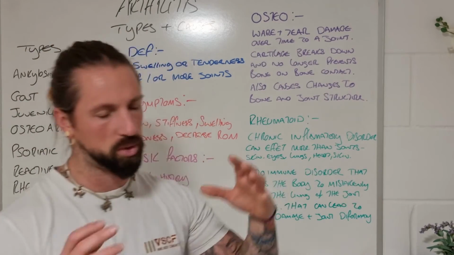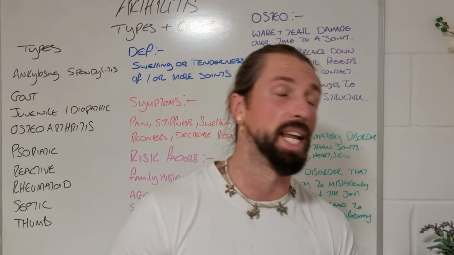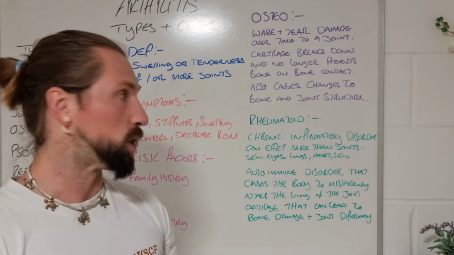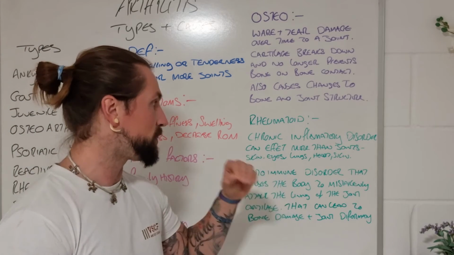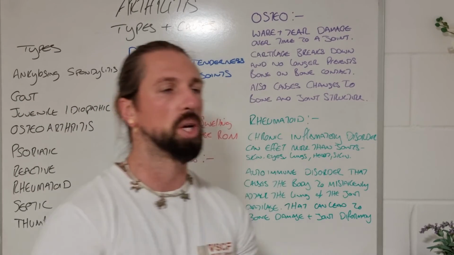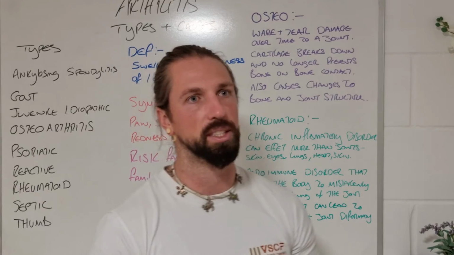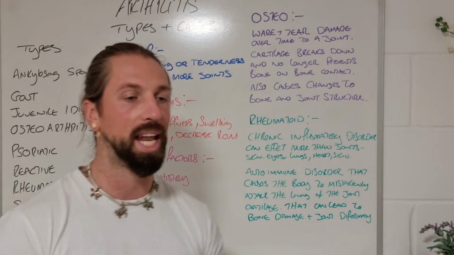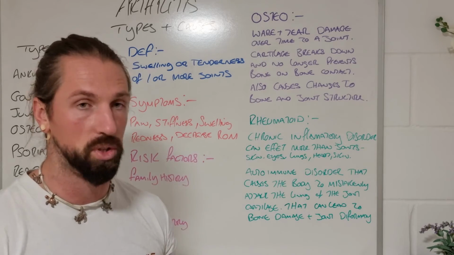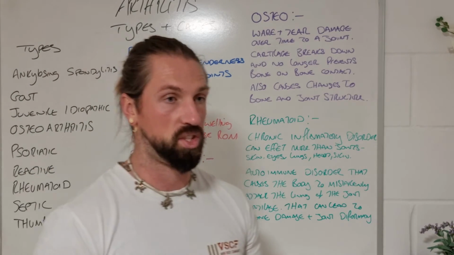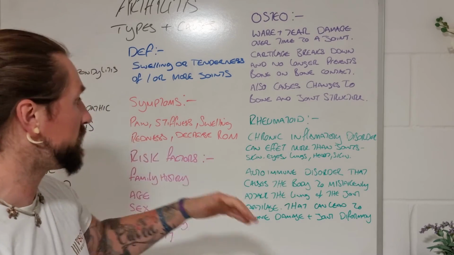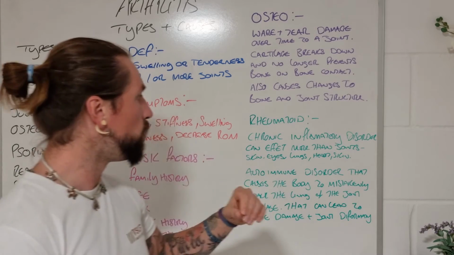Rheumatoid arthritis. No, arthritis isn't fun. But rheumatoid arthritis is a nasty one because it is a chronic inflammatory disorder. Rather than osteoarthritis, which comes over time and which you're more likely to get later on down the line in age, rheumatoid arthritis will catch you at any point, when the body decides to start fighting itself, as we'll go into in a minute. So a chronic inflammatory disorder can affect more than joints.